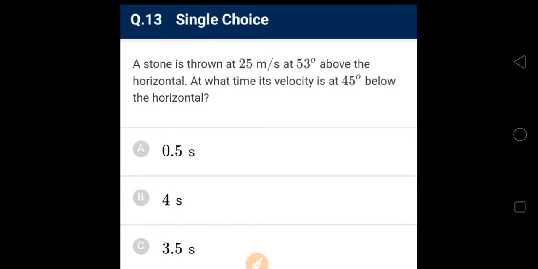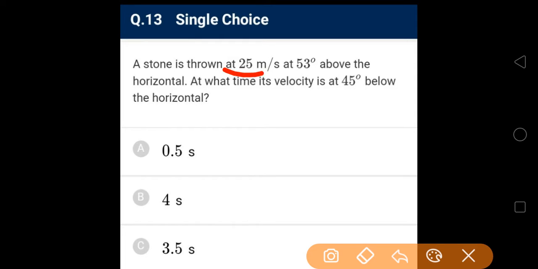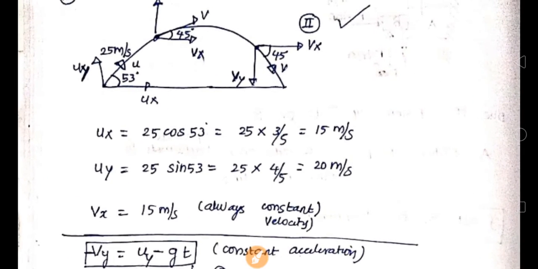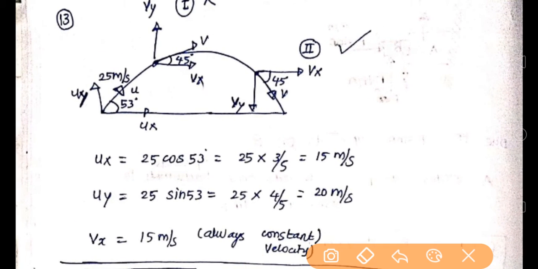13th question. A stone is thrown with 25 meter per second velocity at 53 degrees above the horizontal. At what time is its velocity at 45 degrees below the horizontal? It is a projectile motion, and these are the four options. Initially the velocity is 25 meter per second, making an angle of 53 degrees, and at some time the velocity makes 45 degrees below the horizontal.